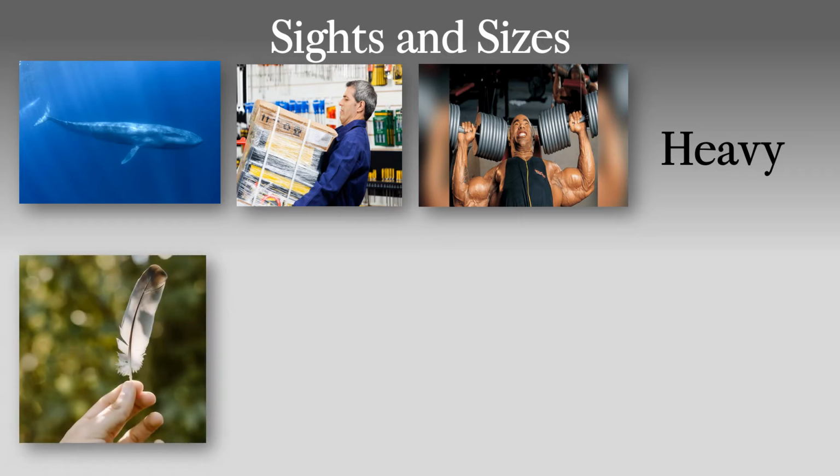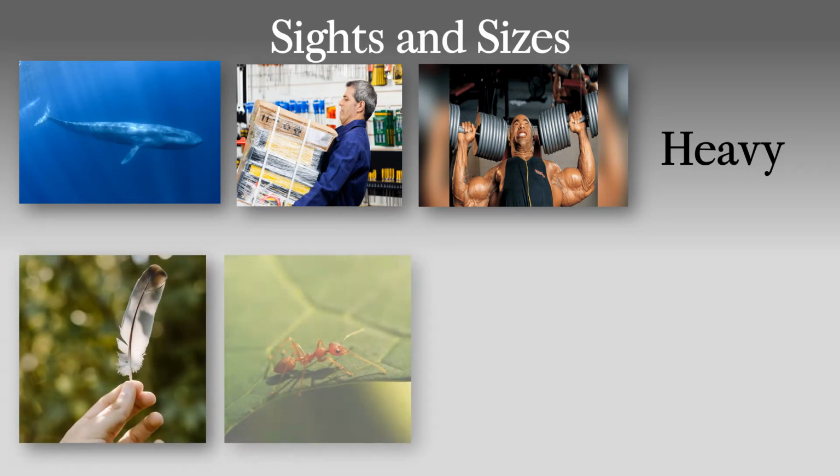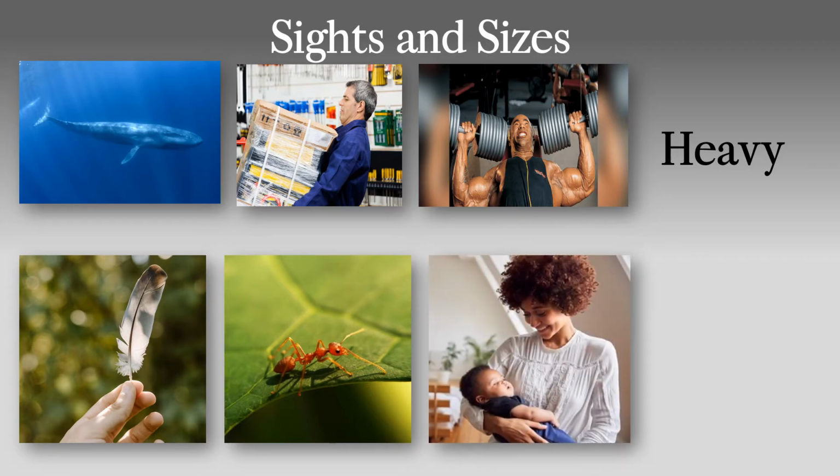Okay, here's a feather. Beautiful feather. An ant on a leaf. And a little baby. So all 3 of these, what would you say? You could say small, but I don't think small is really the word we're looking at when we look at a feather.